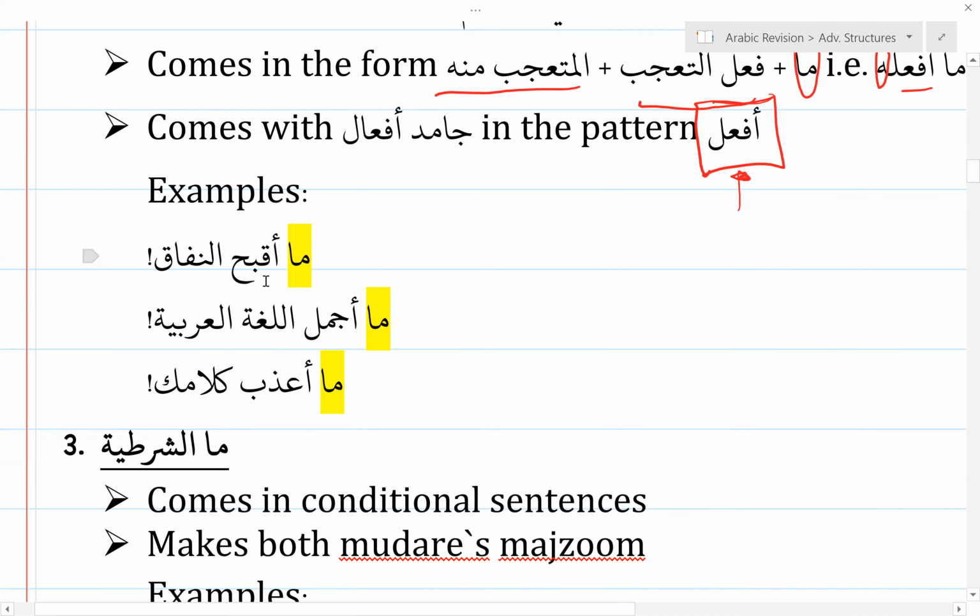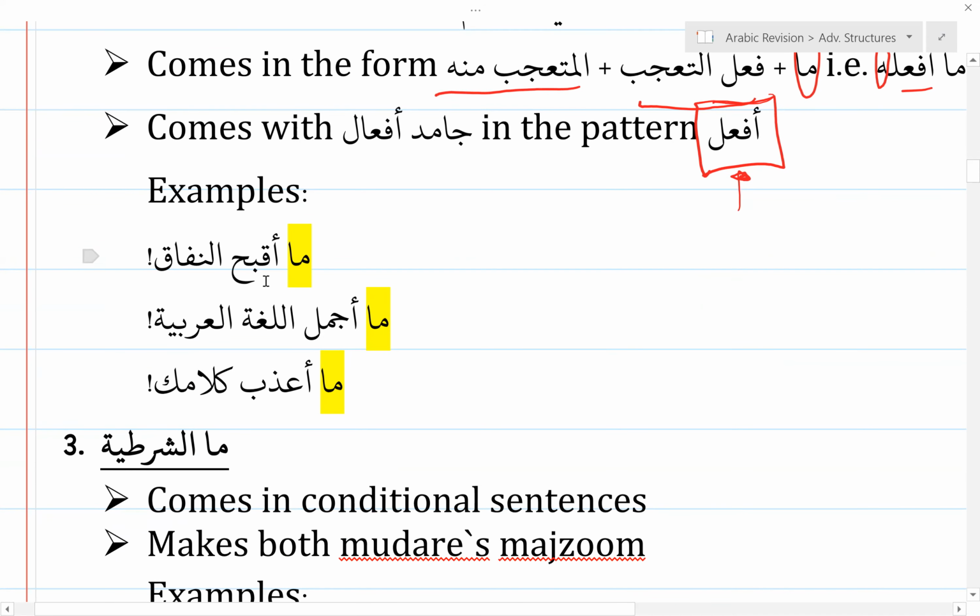This is the fi'l of amazement, because it's ta'ajjub. And then this is the ma ta'ajjubiyya. Is that clear? Yes, Sister. Okay, good. So that's ma ta'ajjubiyya, basically the ma of amazement.